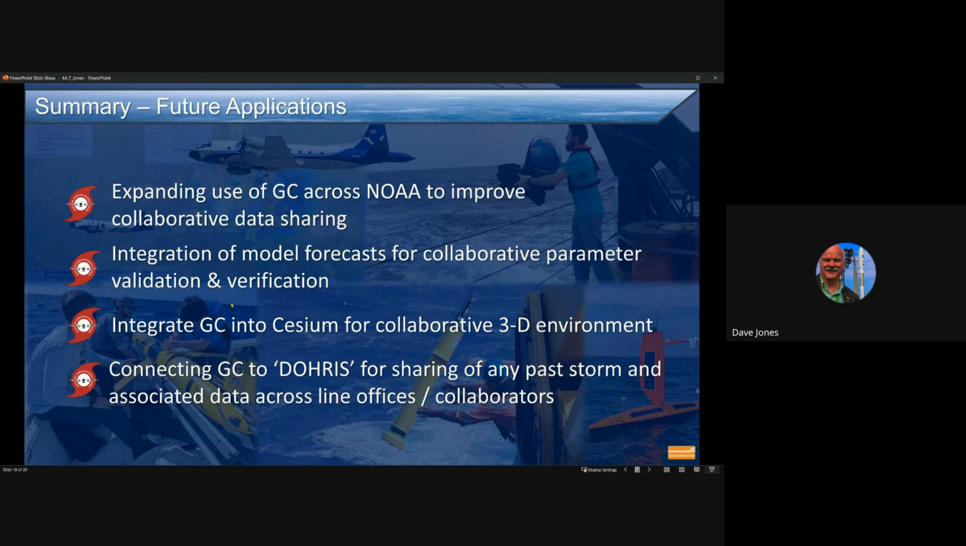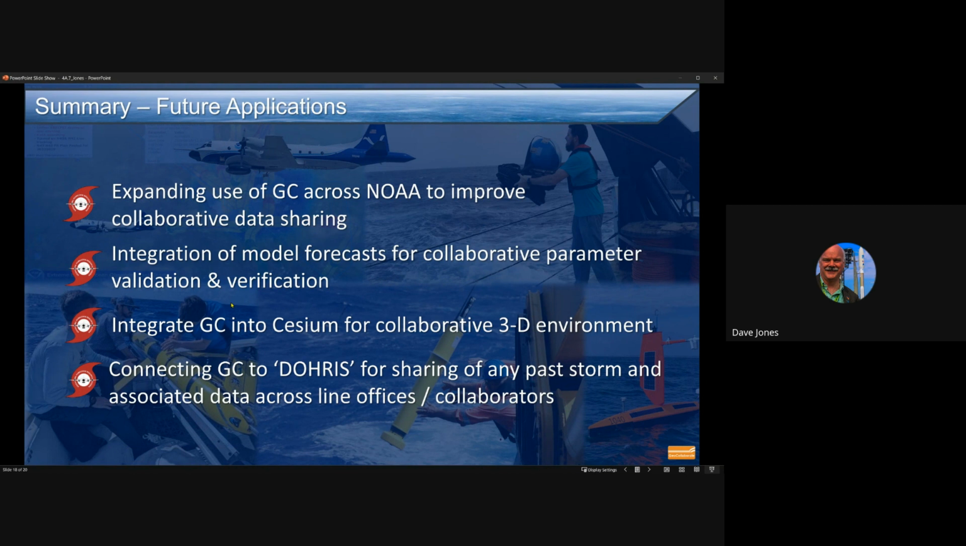And then integrating GC into Cesium for a collaborative 3D environment. This would be spectacular. Cesium has a 3D visualization engine built right into it, and integrating GeoCollaborate into that would really bring that 3D data alive. And then connecting GC to DORIS for sharing any past storm and associated data across line offices.